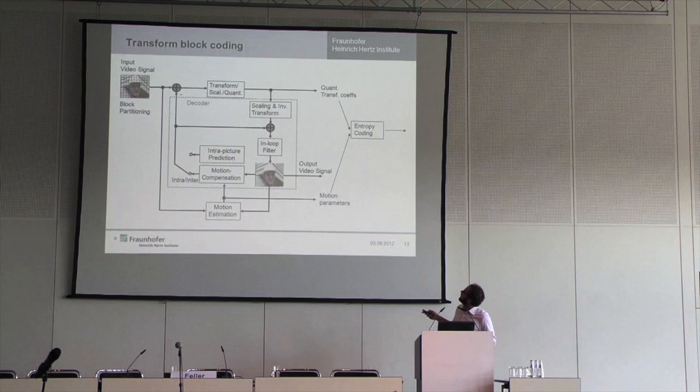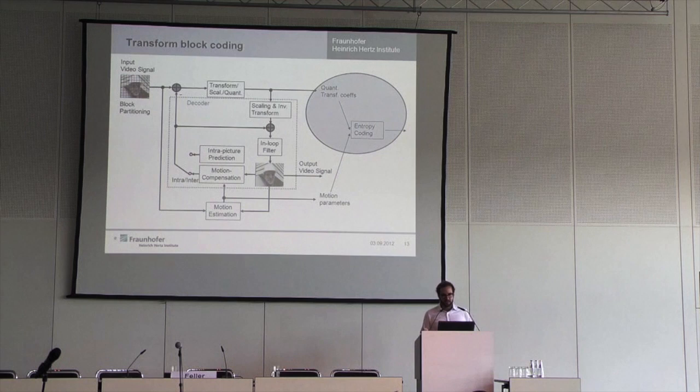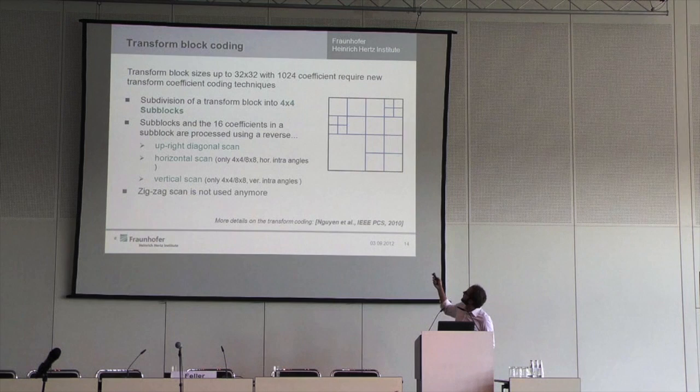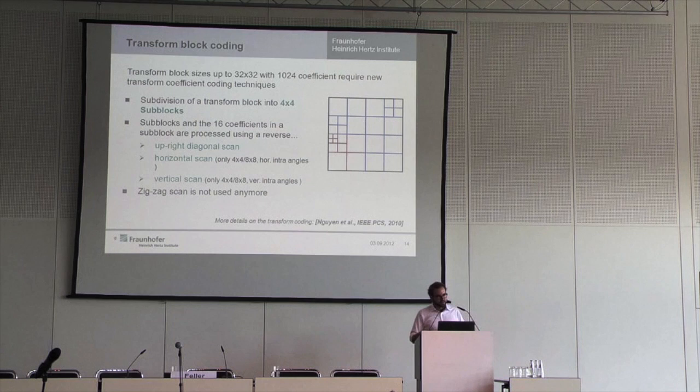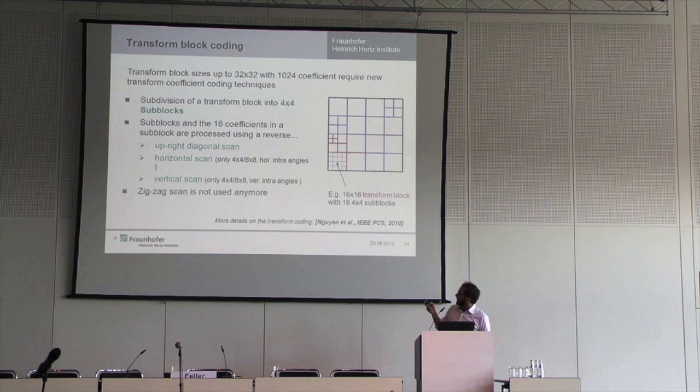Then the transform block coding or transform coefficient coding, especially for large transform blocks we recently introduced in HEVC. This is again a coding tree block partitioning into coding blocks. Then one coding block, the one on the bottom left, is further subdivided into transform blocks. And to process these transform blocks, the coefficients inside are further subdivided into sub-blocks of 4x4 size, and then these sub-blocks are scanned. And as Omar already said, zigzag scan is not in the HEVC standard anymore, so we now have the diagonal scan, horizontal scan for 4x4 and 8x8 intra blocks, and a vertical scan. So this is on the processing and scanning of the coefficients.